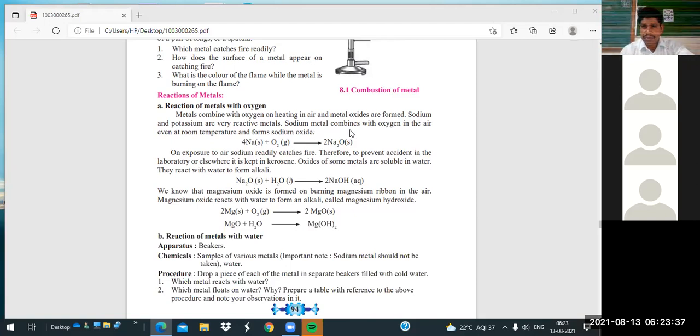Remember this about sodium. Maybe I told you or not, I don't know, but I'm going to tell you. This sodium we can't keep in our environment directly, free. It's not possible. Immediately it can catch fire when it comes in contact with oxygen. Just it converts into smoke.